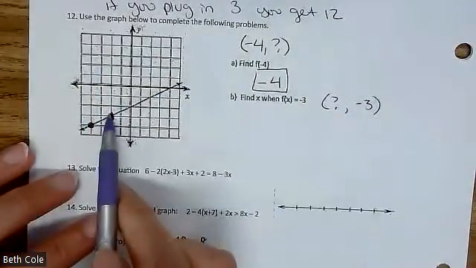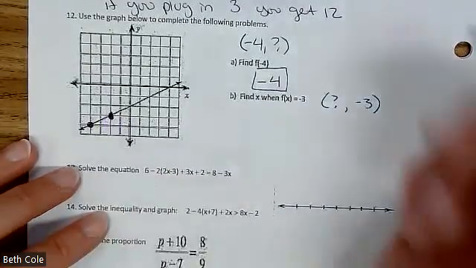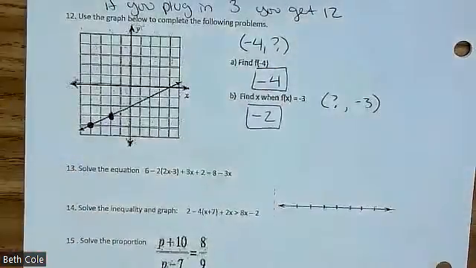I'm going to bold the point. It would be this one right here. See how this is at -3? -2? Good. And then these are your review questions.